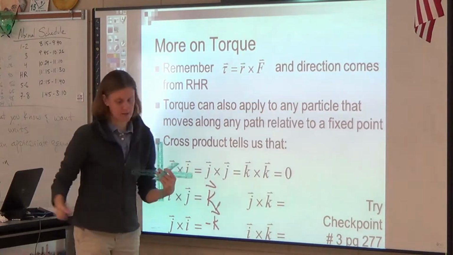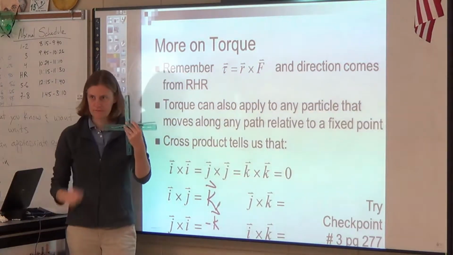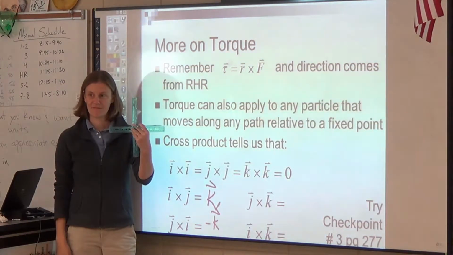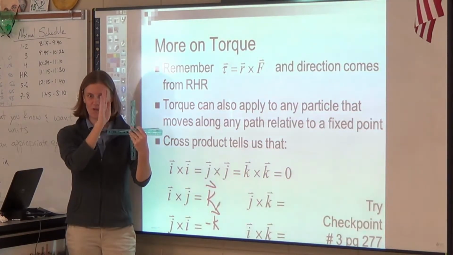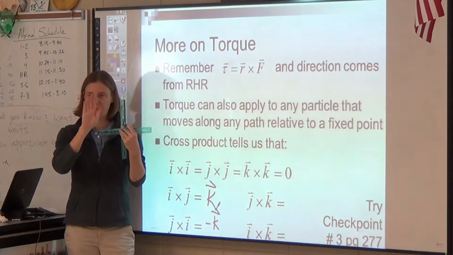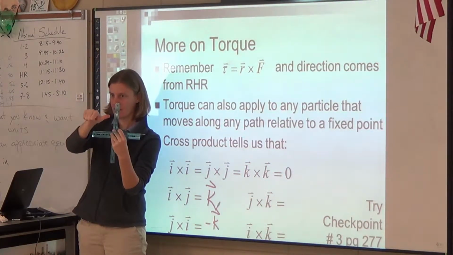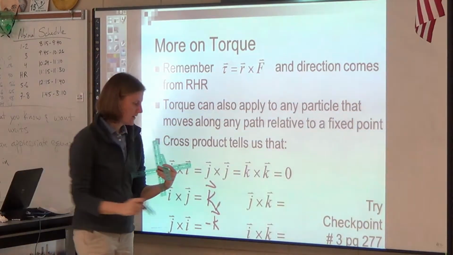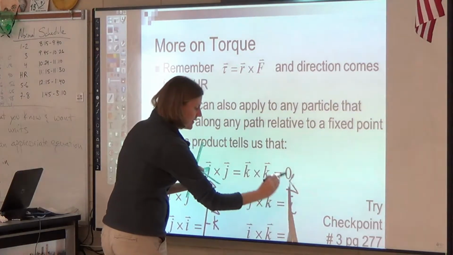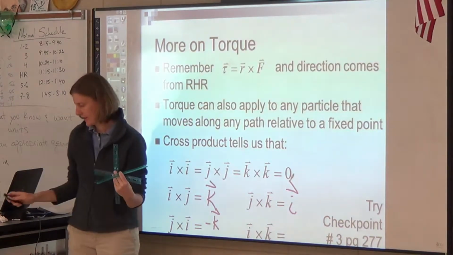Okay. J cross K. J's up. Curl your fingers towards K. There's one coming at you. Good. I. And I cross K. Last example.